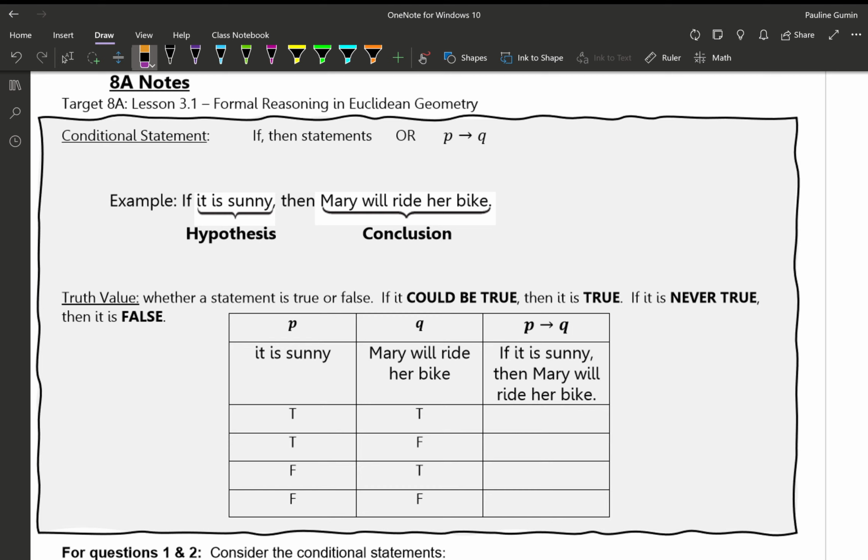Hello, and welcome to Target 8A, where we're going to look over formal reasoning in Euclidean geometry. We're going to start off with conditional statements.